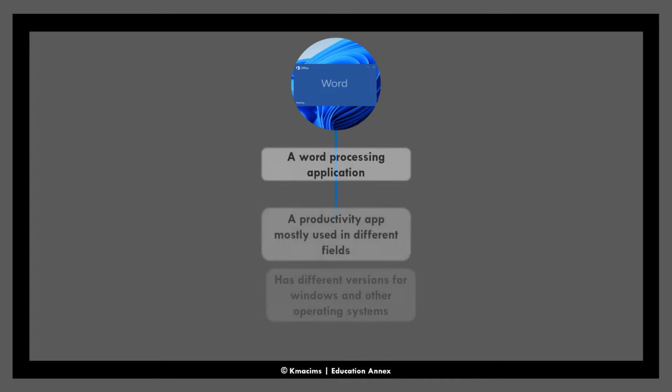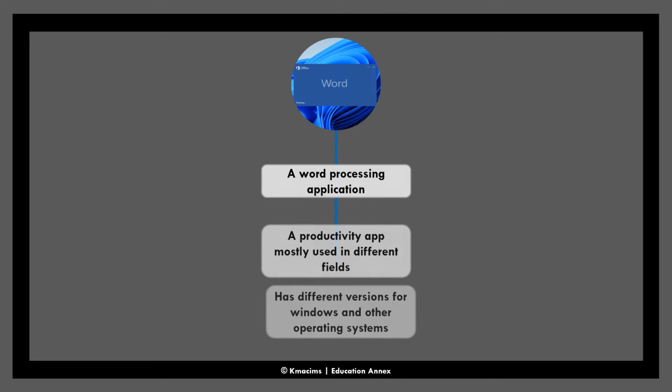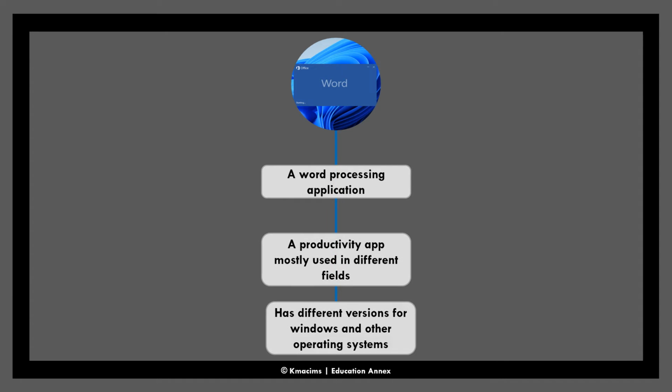What is Microsoft Word? Microsoft Word is a word processor or a word processing application. Word processing applications are used for simple and complex document editing, including designing and printing. Therefore, Microsoft Word can be defined as an application used to create, edit, manipulate, store, print, and share documents.